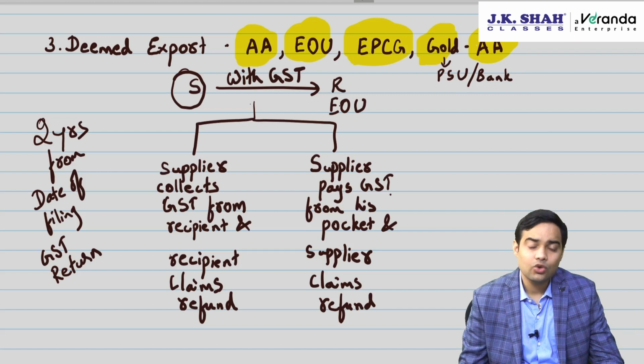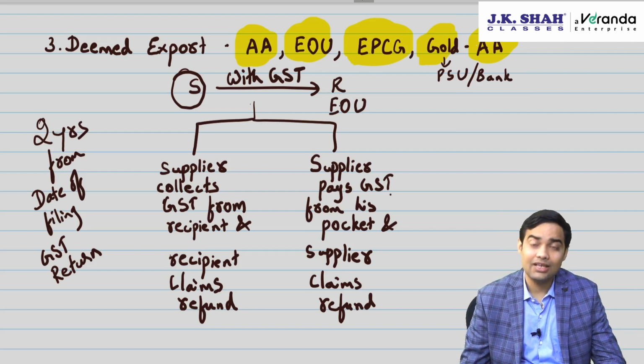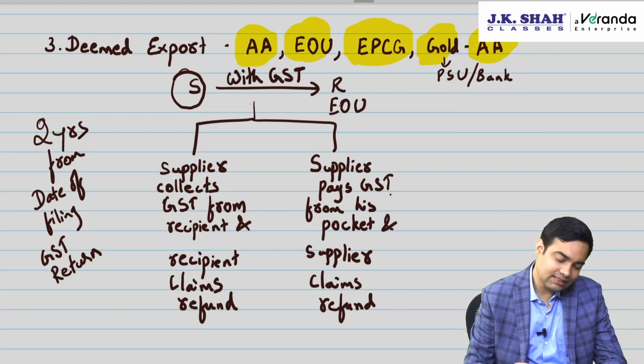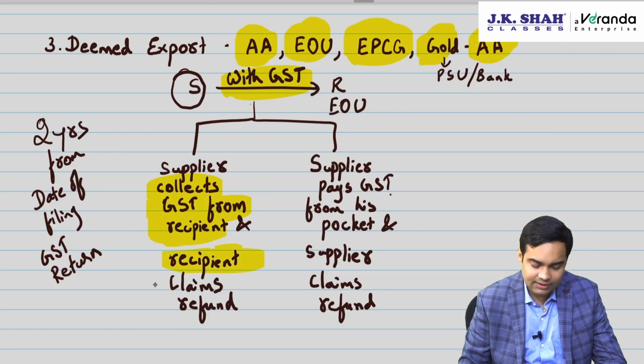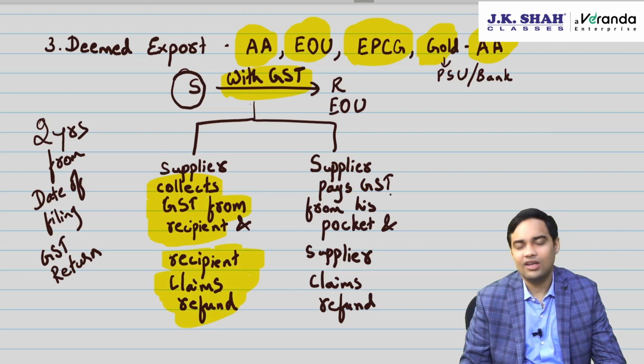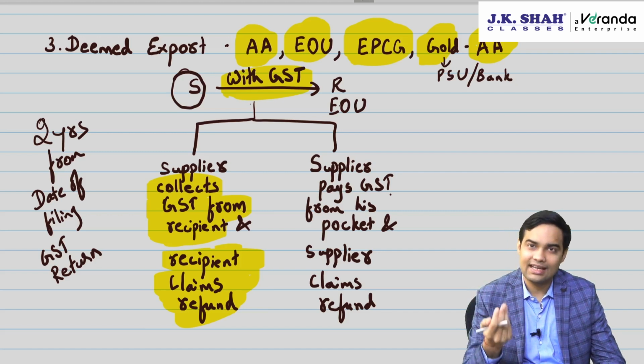Deemed export you cannot do without payment of GST. See, ZRS, zero rated supply, you can do without payment of GST. This always has to be with payment of GST. And there are two things. Supplier collects GST from recipient, then recipient will claim refund because who has borne the tax? Recipient. All refund claims are subject to a principle of unjust enrichment unless there are some specific cases, because I have to prove that I have borne the tax, only then I can claim a refund.